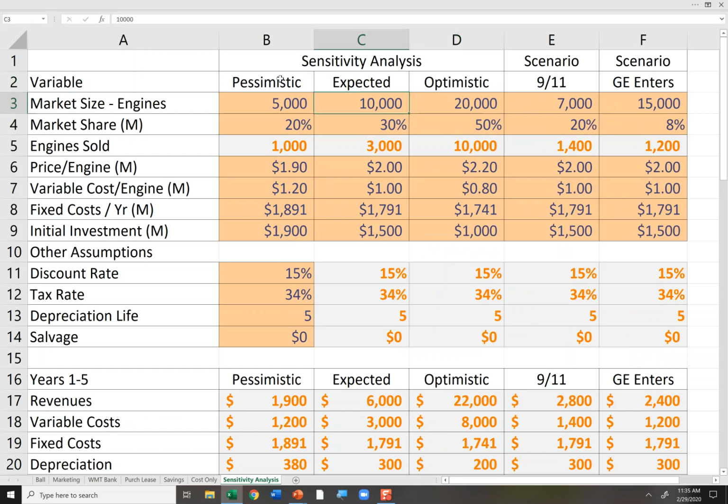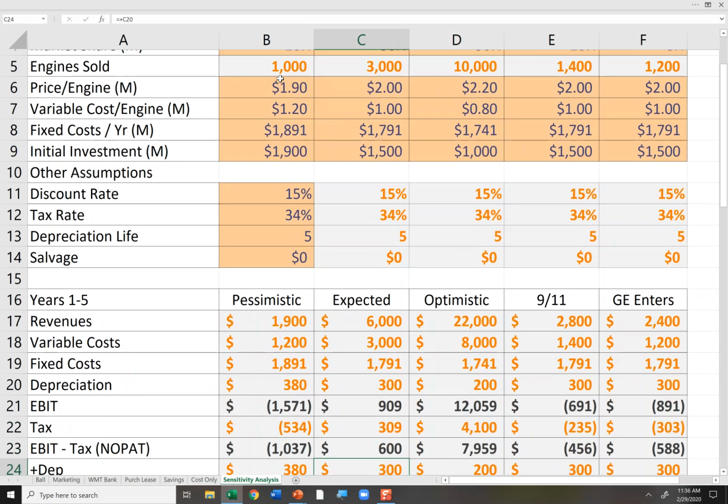So let's look at the expected scenario. You expect a market size of 10,000 engines. This engine will capture 30% of the market share. So it means they'll sell 3,000 engines per year at $2 million an engine, which has a variable cost of $1 million an engine, fixed cost of $1,791, and an initial investment today of $1,500. Discount rate is 15%, tax rate, depreciation 5 years, and no salvage.